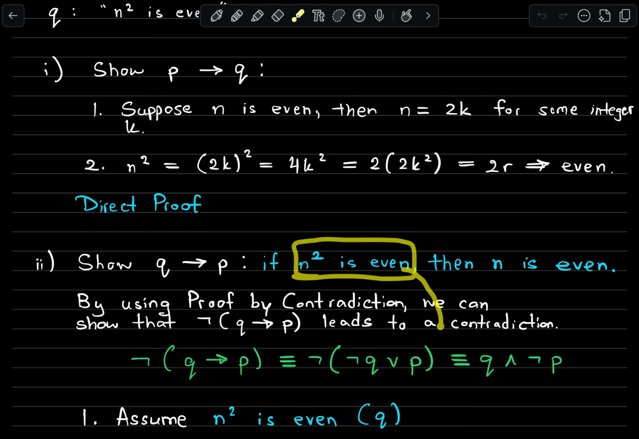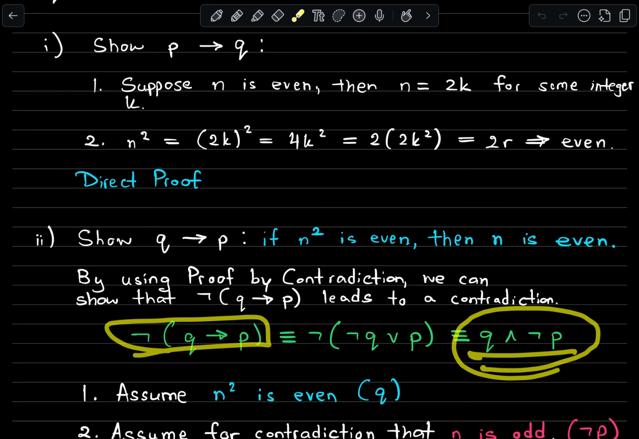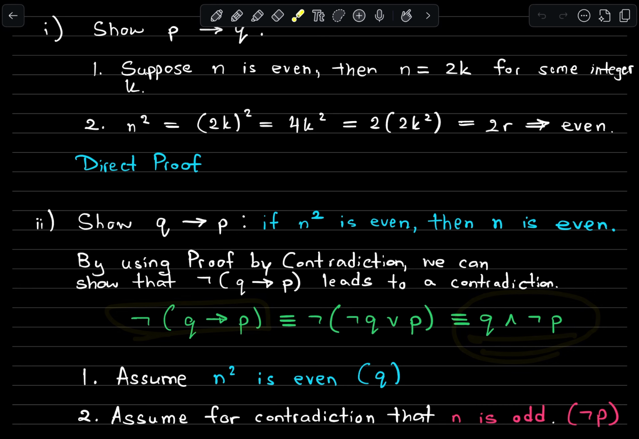Q means n squared is even. So we're going to assume n squared is even. That's what Q means, right? And that's what we have in our final, so we've rewritten this as this conjunction.